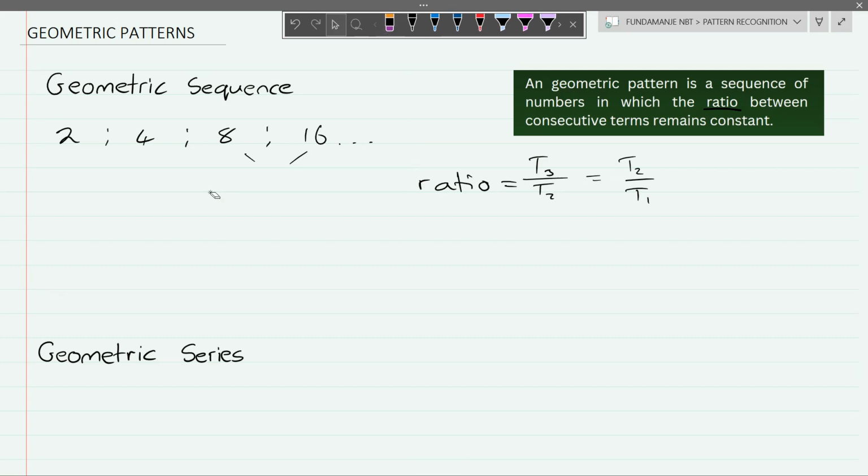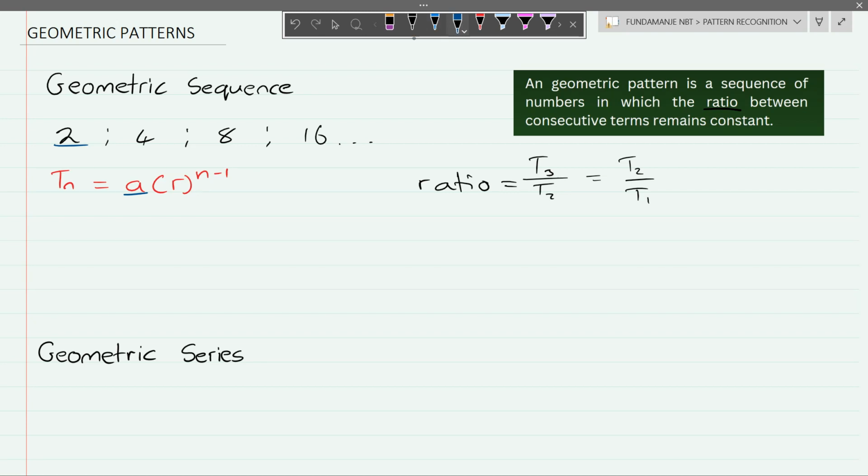Now, just like the previous pattern, we also have what we call the general formula, which is Tn equals A r to the power of n minus 1, where A still represents the same thing. A is the first term of the pattern. R is now represented by the ratio. The equivalent of the arithmetic sequence would be D, the difference. So, everything else would be identical.